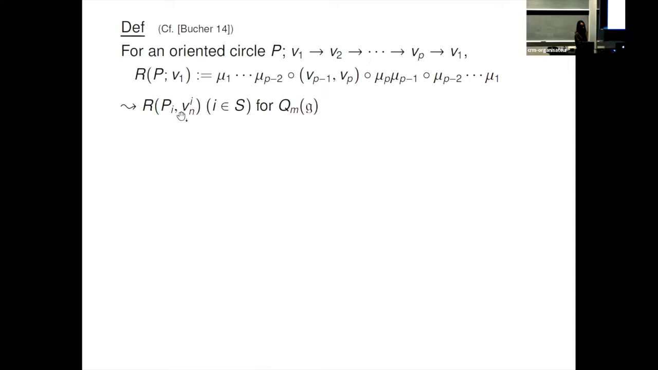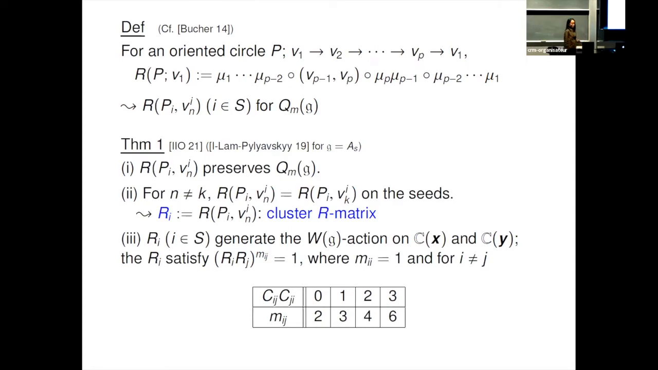So actually, we generalize this definition for circles in the previous quiver. So for circle p_i, there are m vertices from v_i1 to v_im, and we choose one of them, and we start with this vertex and define this mutation sequence in the same way. Then this mutation sequence satisfies the following theorem.